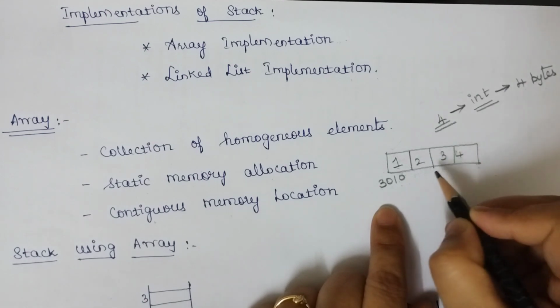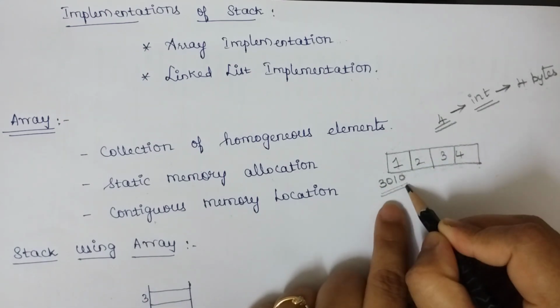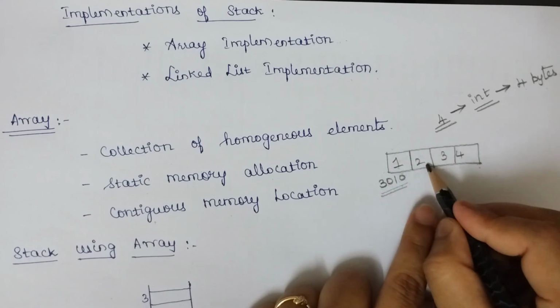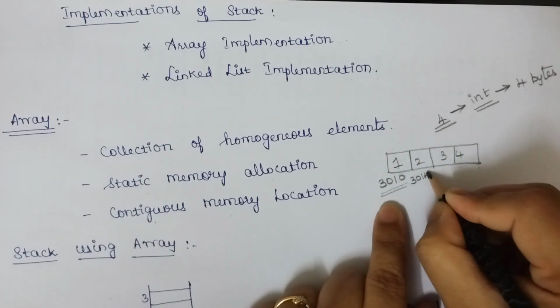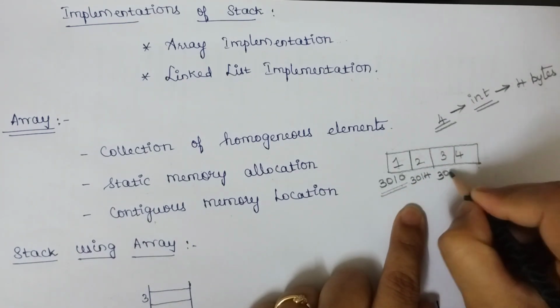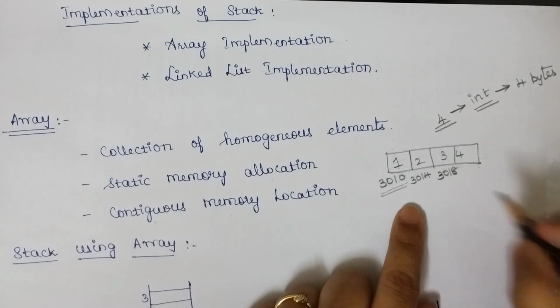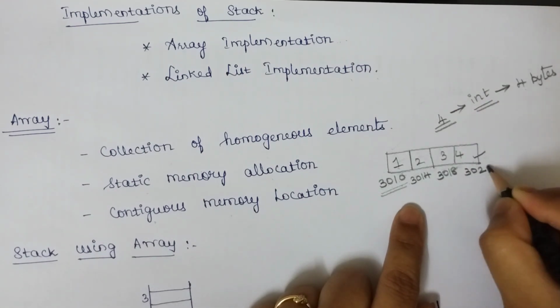So in that case, if my element 1 is occupied with the memory location 3010, then what would be the memory location for 2? The memory location for 2 would be 3014. Okay, and coming to the memory location of 3, it will be 3018. In the same way, the memory location of 4 will be 3022.